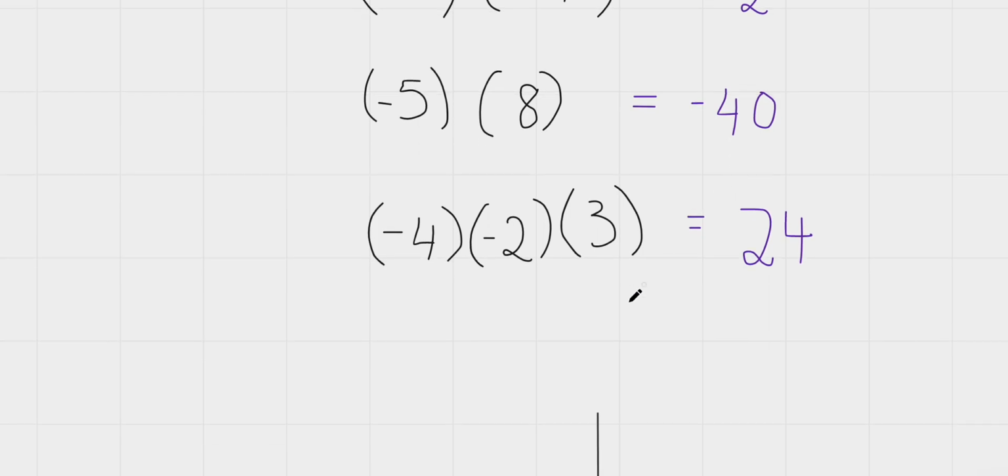And this one is a little bit more complicated because there's 3 terms being multiplied together, but you can multiply these terms in any order and the answer will always be 24 because it's multiplication. So over here we could do -4 times -2, which is 8, and we could do 8 times 3, and that will be 24.